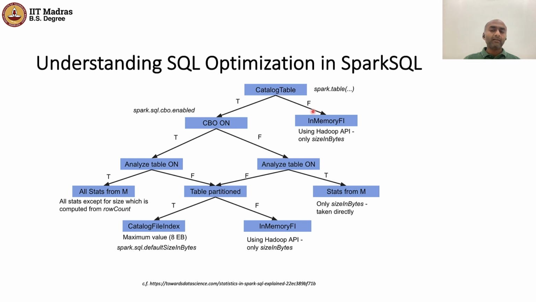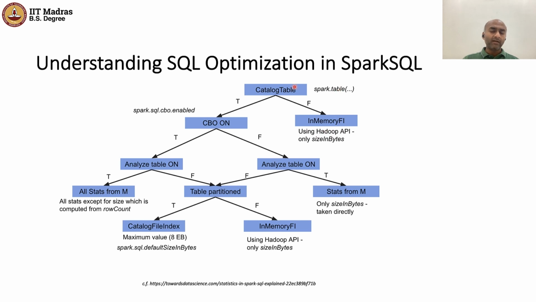If not, then it estimates the size of the table simply by looking at the size of the file in Hadoop, using the standard Hadoop APIs. Behind the scenes, this uses a set of APIs which map to the Linux file system APIs on the respective workers. Those file sizes are aggregated together to create a crude approximation of the size in bytes. That's how the estimation is done for this table.